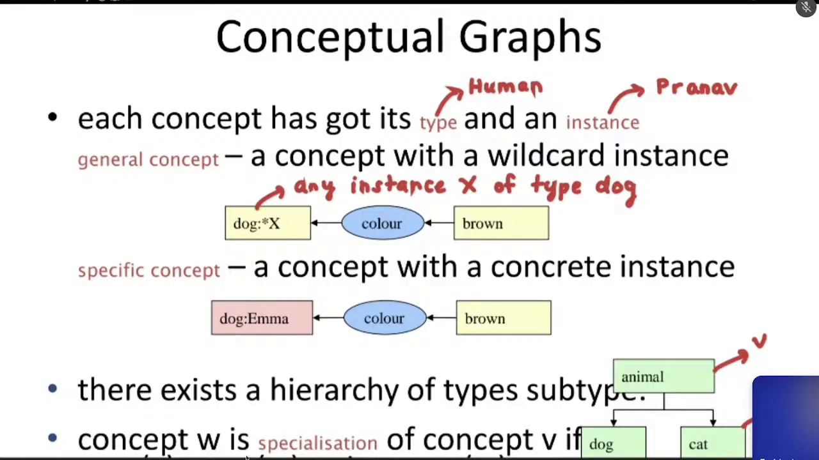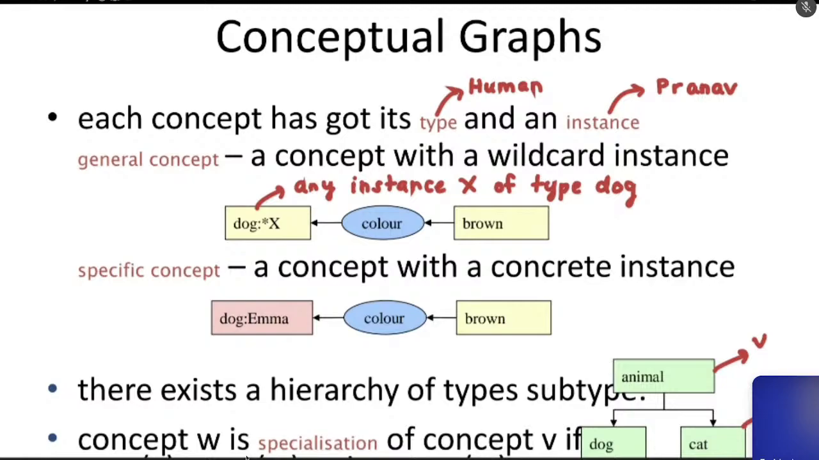So you get the point, right? Instance and type. This is a general concept. It applies to any dog. But if you look at a specific concept, it's a concept with a concrete instance, so it applies to a certain very specific instance.